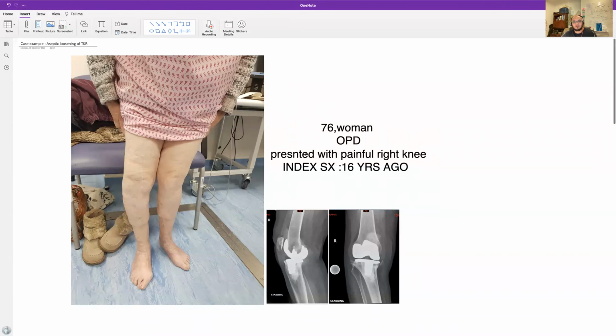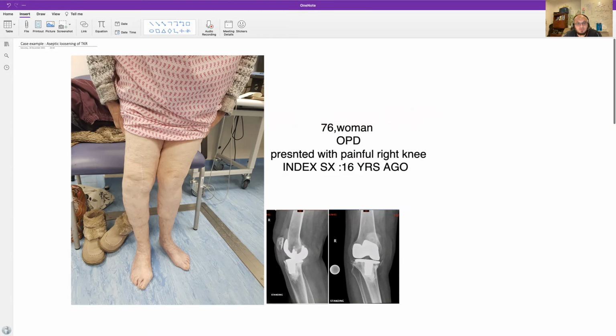Hi, this is another scenario. This is a 76 years old woman who presented to outpatient department with a painful right knee. She had an index surgery 16 years ago with a right knee replacement. So, right total knee replacement. So, tell me what do you see and what's your diagnosis?